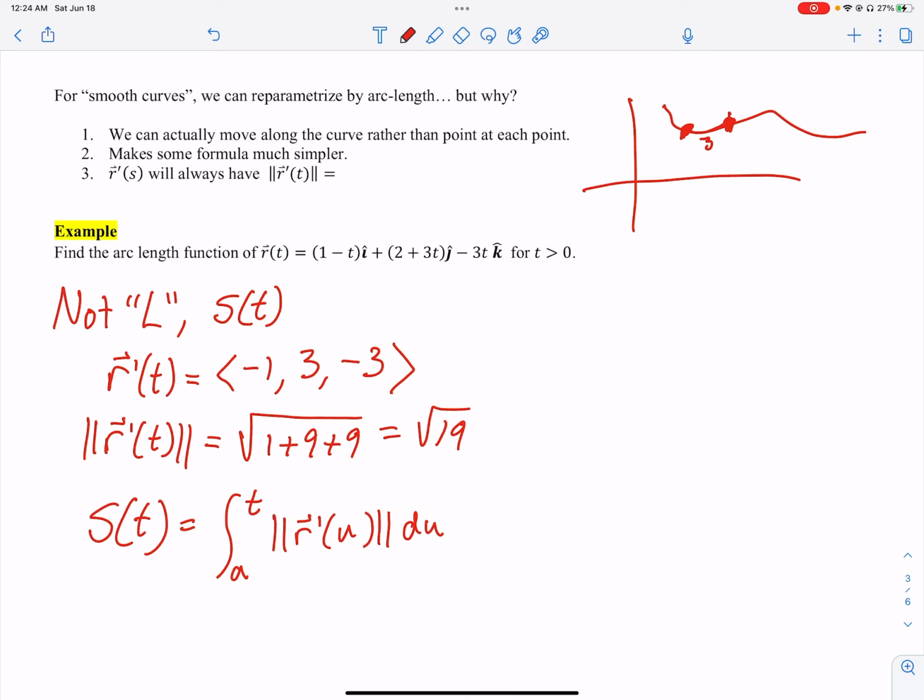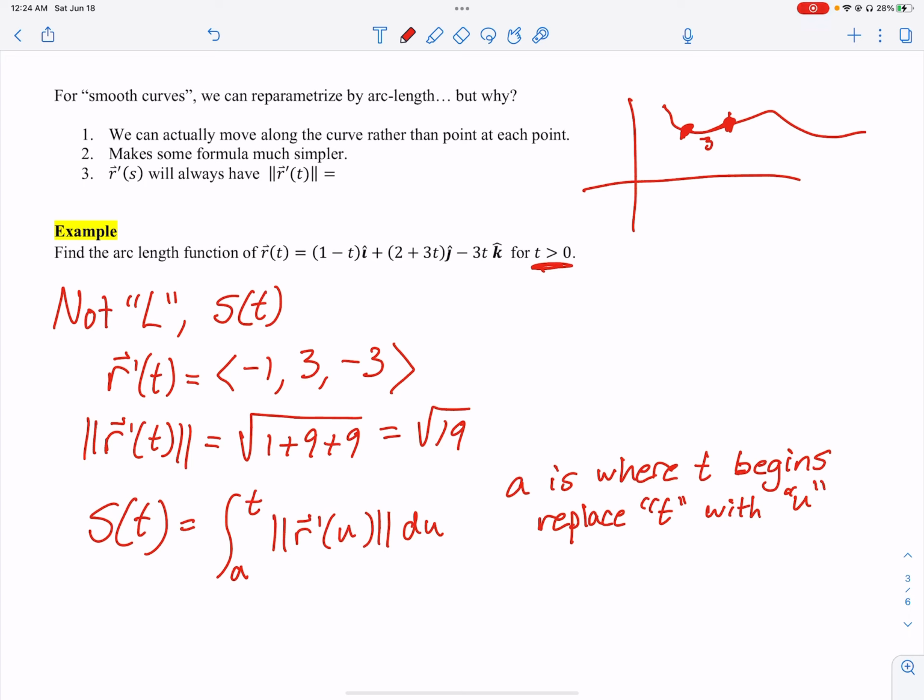Now, in this case for this problem, what we're going to look for is we're going to create that function there. But that a, let's write a note here. A is where t begins. Replace t with, and it's called a dummy character, but I'm going to put u. It could be whatever you want.